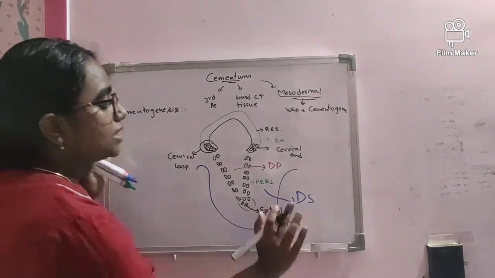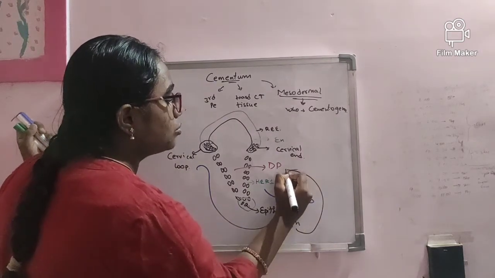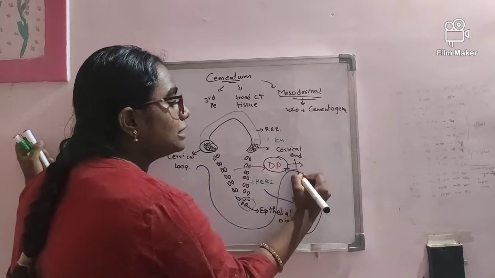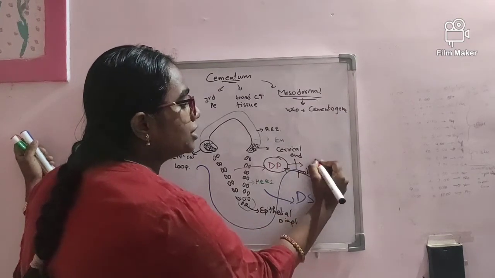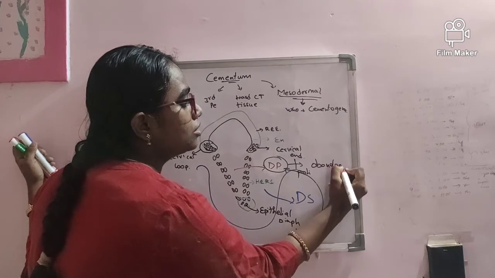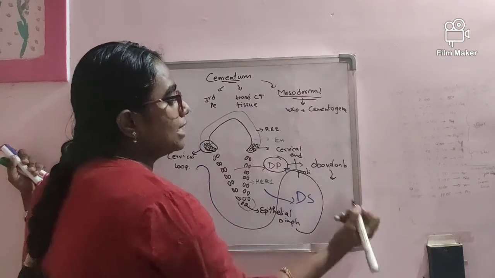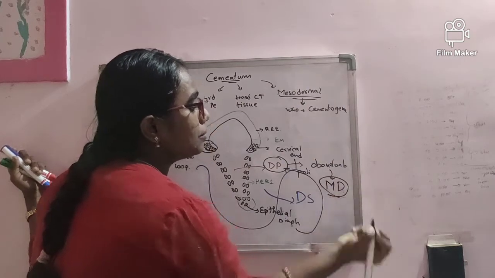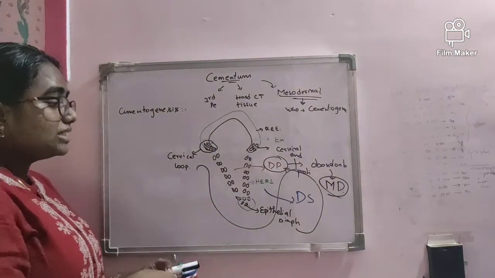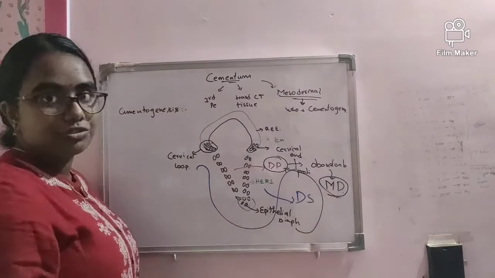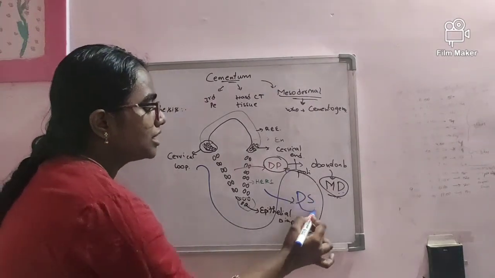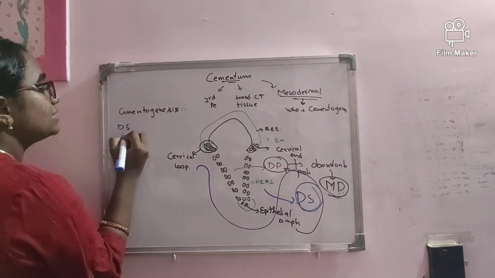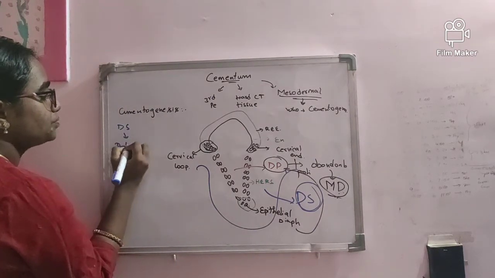This epithelial diaphragm sends some signaling molecules to the dental papilla. For what? To proliferate and form odontoblasts. These odontoblasts form the mantle dentine or the primary dentine. After the formation of mantle dentine, it triggers the dental sac to proliferate.